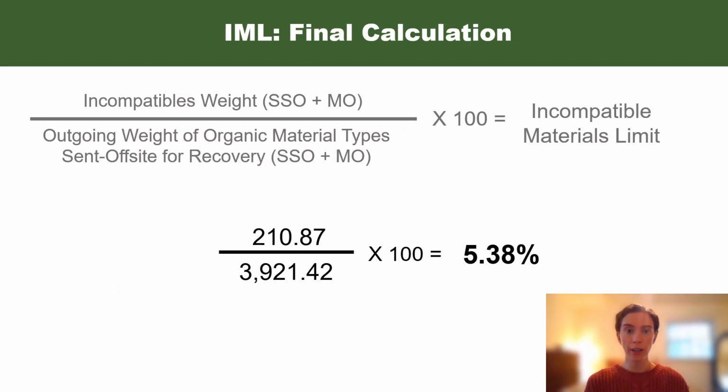Now for our final calculation. We will divide those 210.8 tons of incompatibles by the 3,921 tons of material sent off-site for recovery during our quarter 3 measurement period. Then we multiply this by 100 because we want a percentage. So this equation gives us an incompatible materials limit of 5.38%. This means of all the loads of organic materials sent off-site for further processing, recovery, or end use, about 5% of it was incompatible materials.